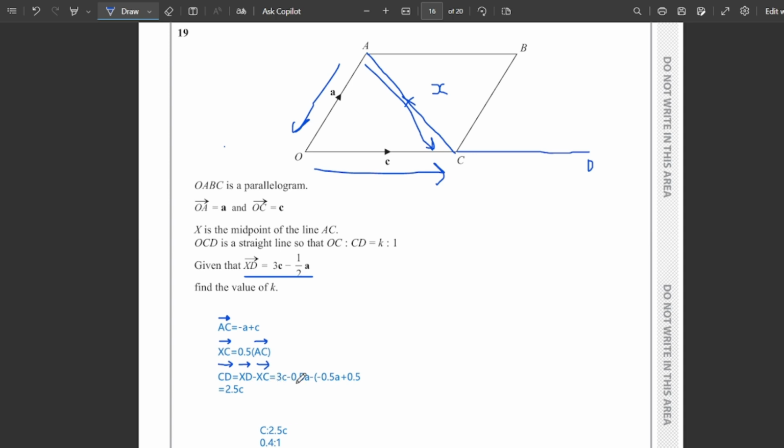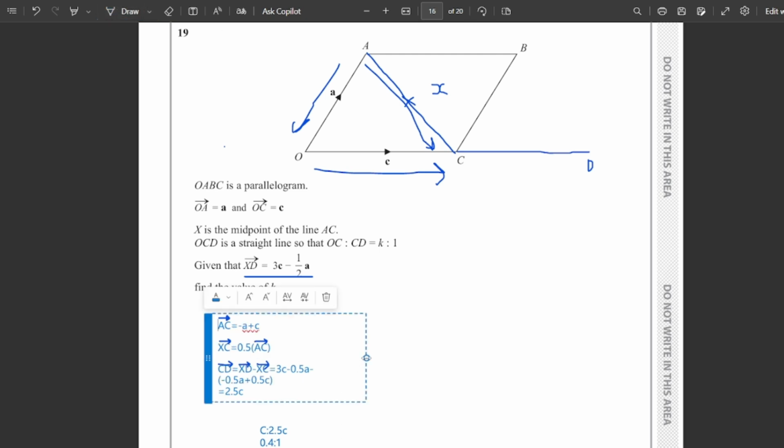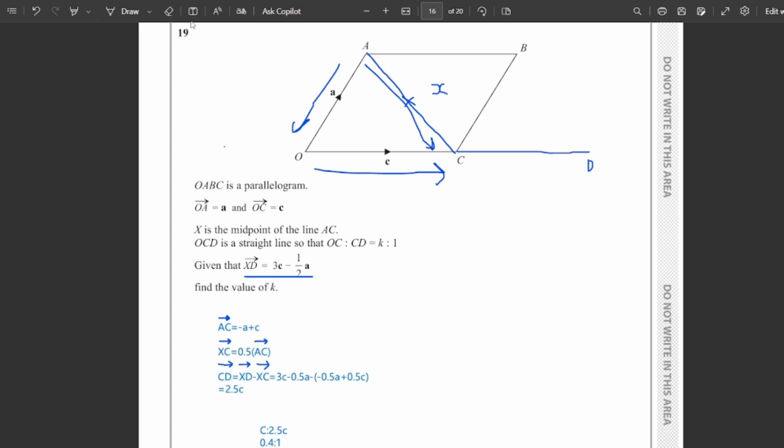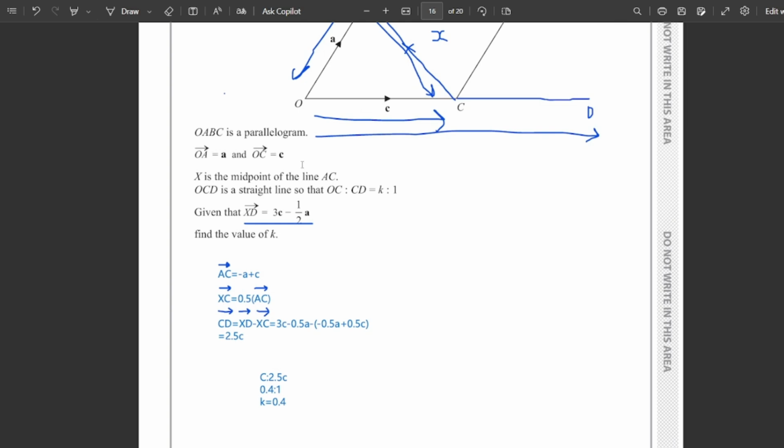And you get 3C minus 0.5A, which is XD, minus 0.5A plus 0.5C, which is half of AC. And then the A's cancel out and you get 2.5C. And if you get something that includes A in the answer, you've gone wrong, as OCD is a completely straight line, so it should only be in terms of C. And then the ratio of OC to CD is C to 2.5C. So it's 0.4 to 1.